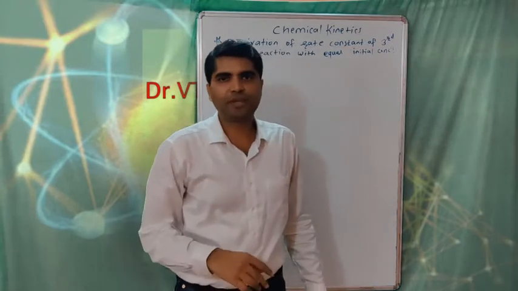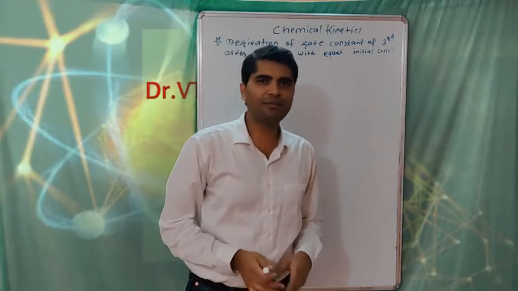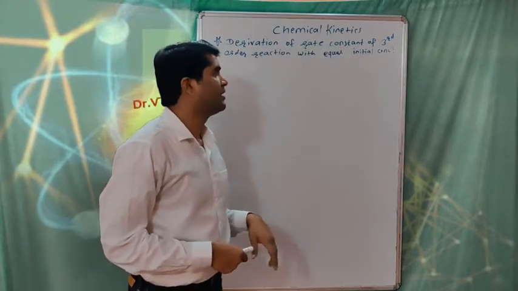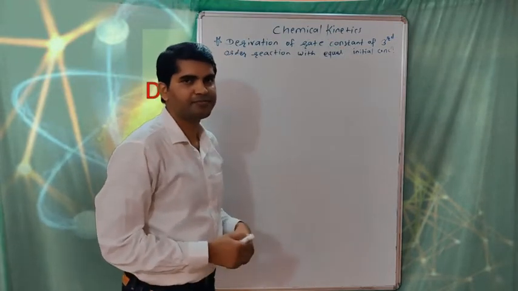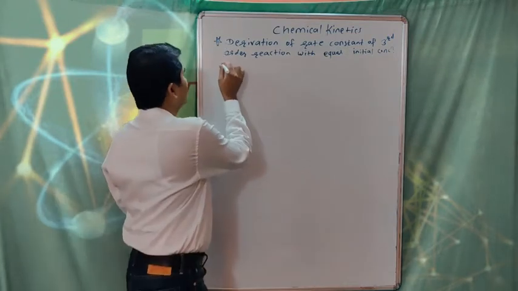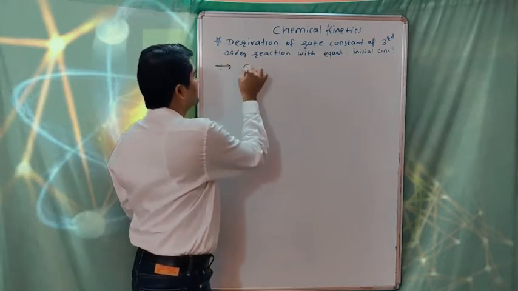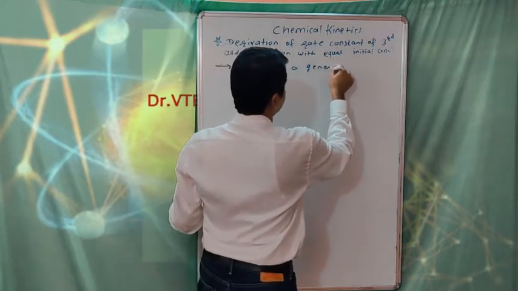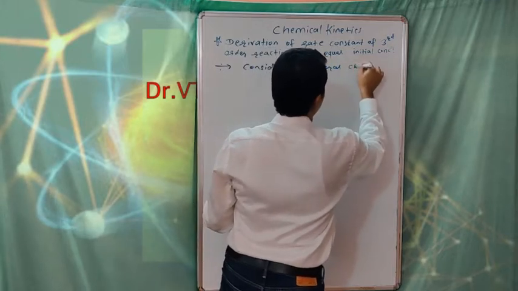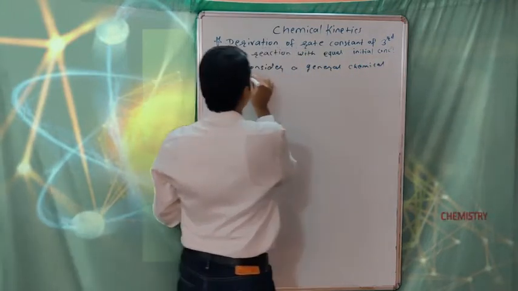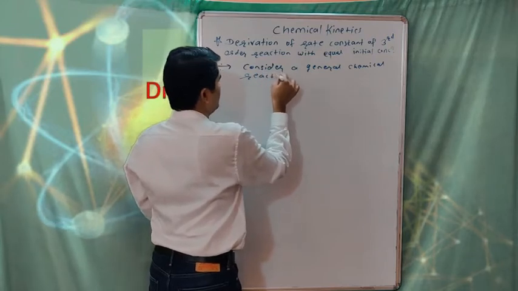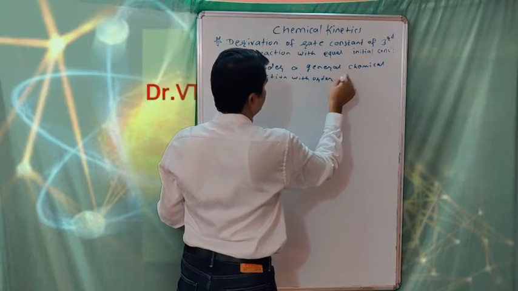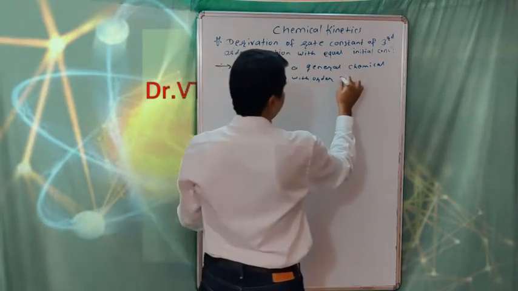Hello friends, we are discussing chemical kinetics, and in chemical kinetics now derivation of rate constant of third order reaction with equal initial concentration. So for that derivation, first what we are doing, consider a general chemical reaction with order 3 or third order reaction. Consider direct third order reaction, order 3.